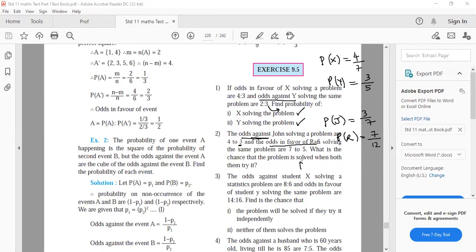So probability of J intersection R is probability of J into probability of R. And means you have to multiply. So you can just multiply. So your answer is 1 by 4. Is it okay? Yes, sir.